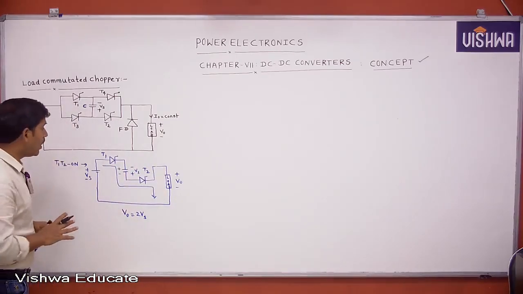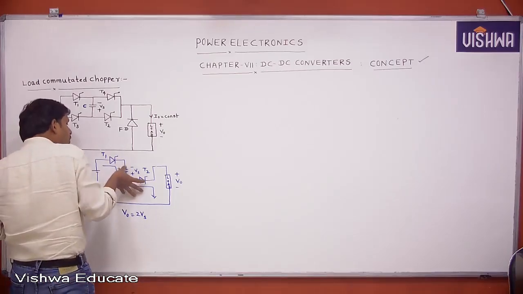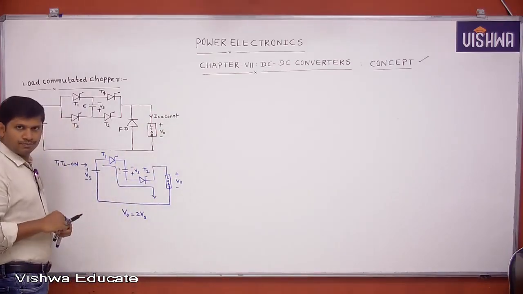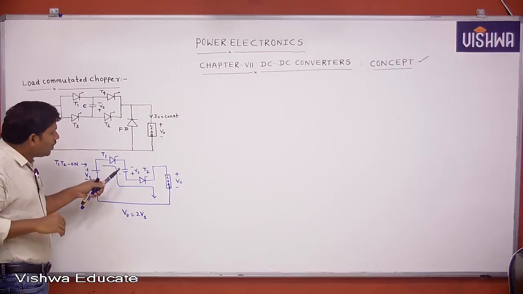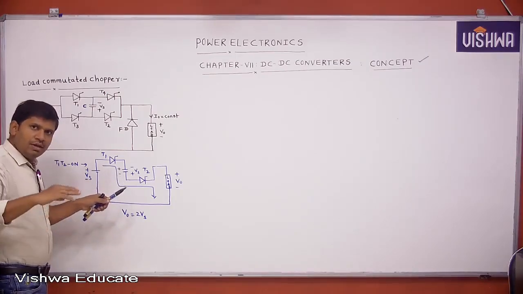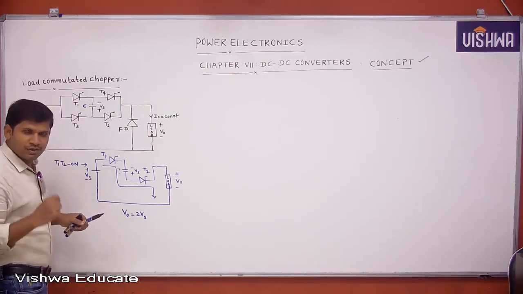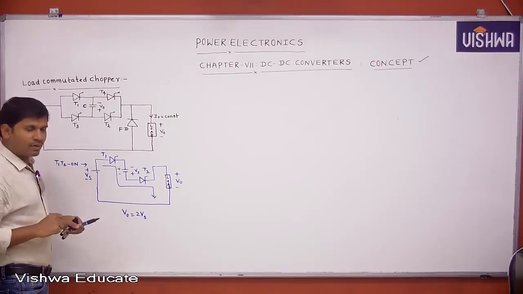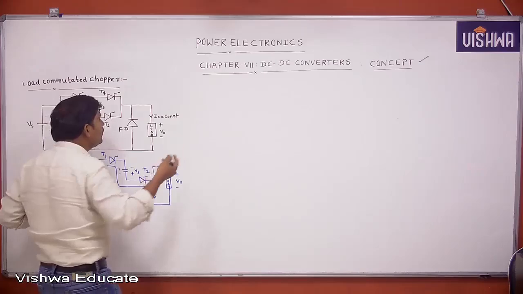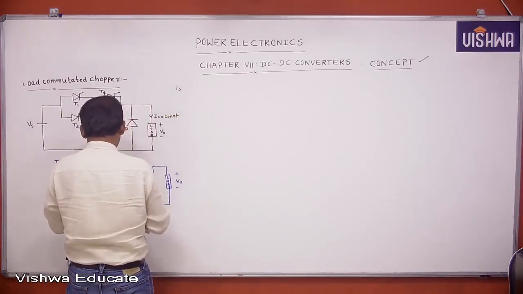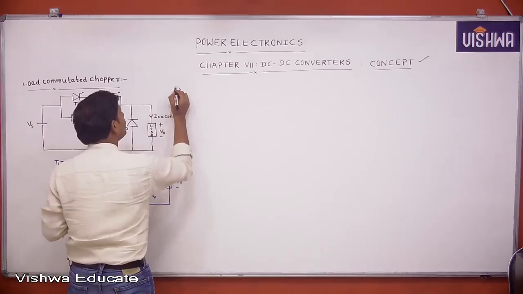Understood? Now, if T1, T2 is turned off, only then can we trigger T3, T4. After turn off of one pair of thyristors, only then can we trigger another pair. Before that it is not possible. This is one drawback. Now we can turn on T3, T4.